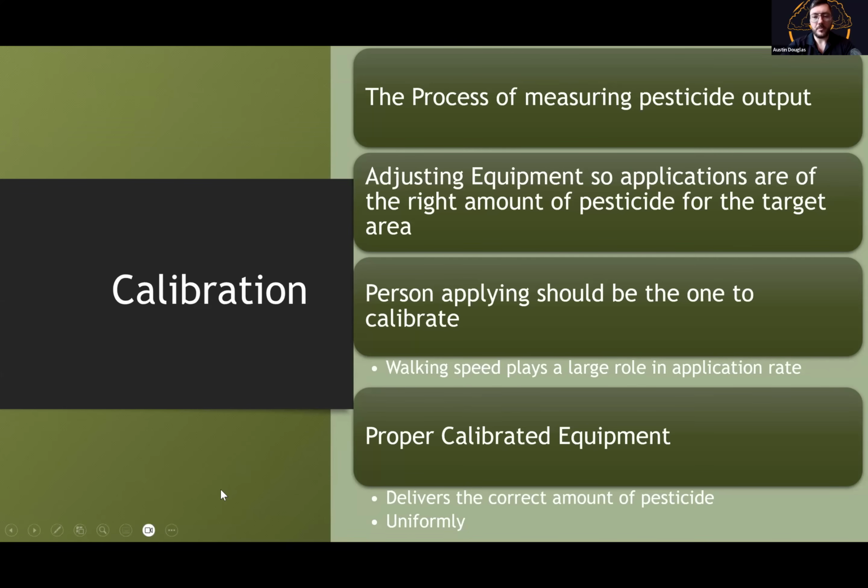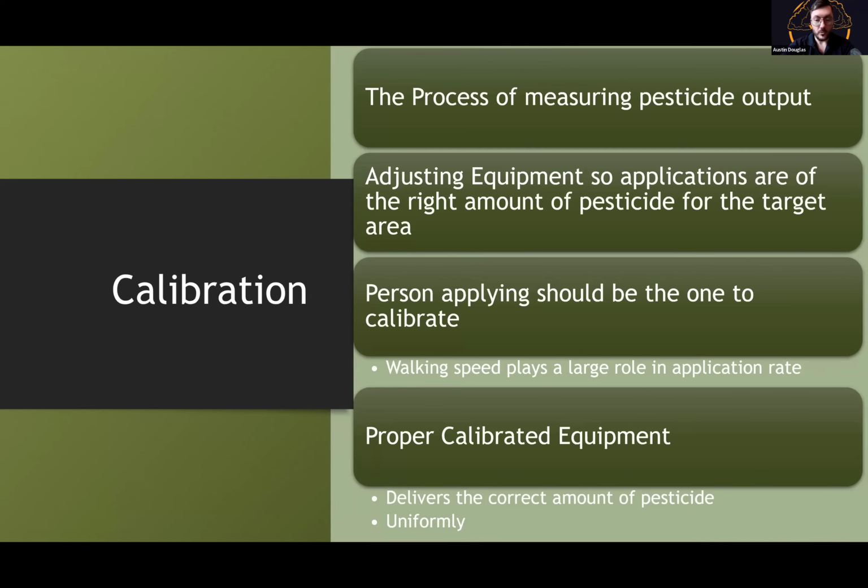So what is calibration? It's the process of measuring pesticide output. How do we calibrate? We adjust the equipment so applications are of the right amount of pesticide for the specified target area, target tree, etc. The person applying should be the one who does the calibration. Don't rely on other people to do it for you. You have to make sure yourself; again, it's your license. You are responsible for it, so you need to verify that things are calibrated.